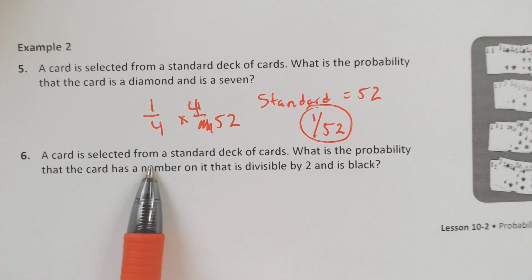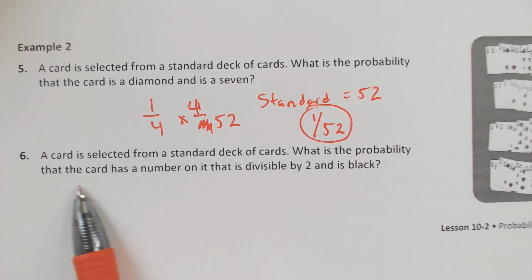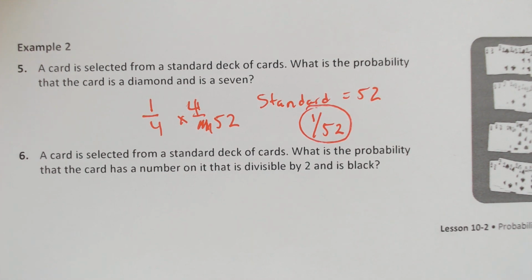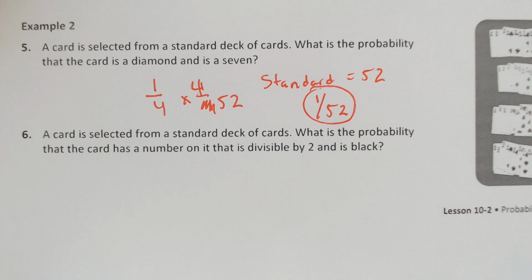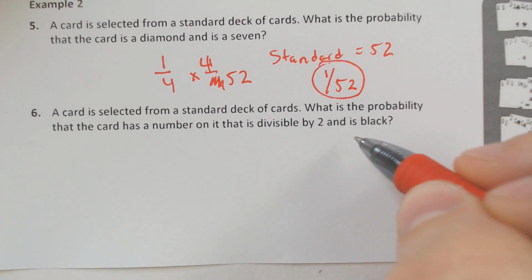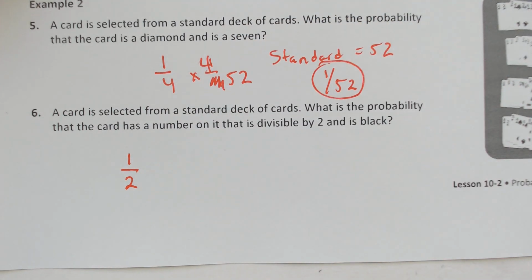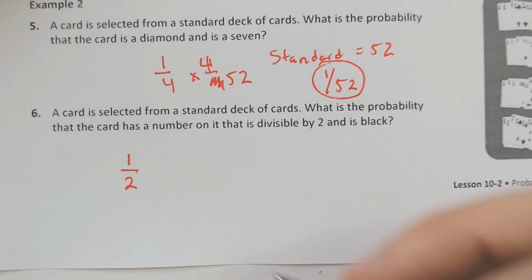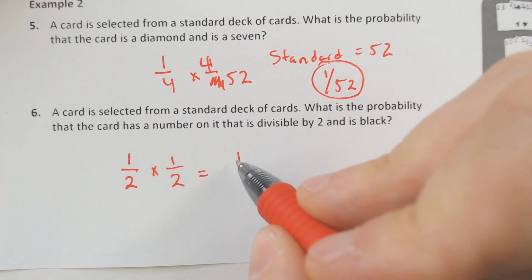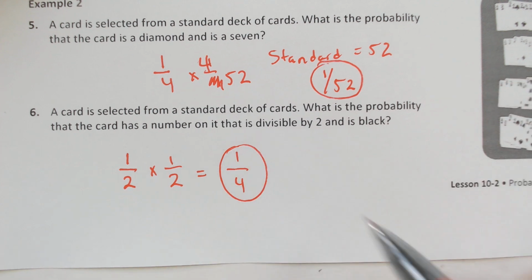A card is selected from a standard deck of cards. What is the probability that the card has a number that is divisible by 2 and is black? Okay, so now we're getting somewhere. How many of them are divisible by 2? Well, divisible by 2 would be half. Half are divisible by 2. Well, how many of them are black? Also, half of the cards are darker cards, so we would have 1 out of 2 times 1 out of 2, which is 1 out of 4.